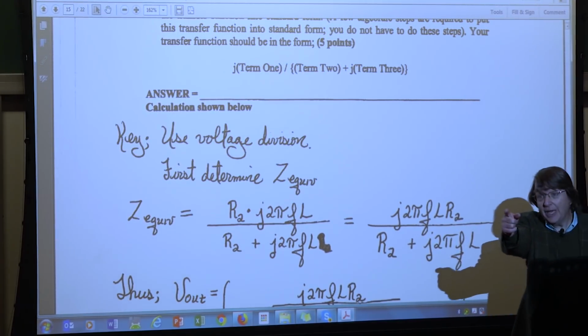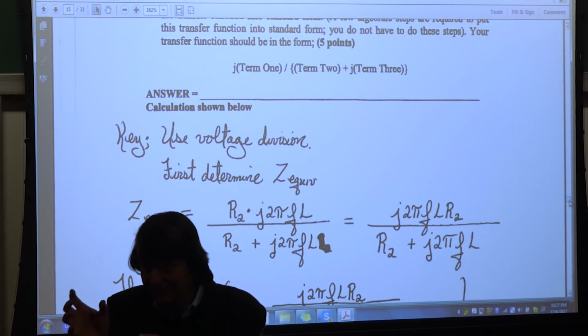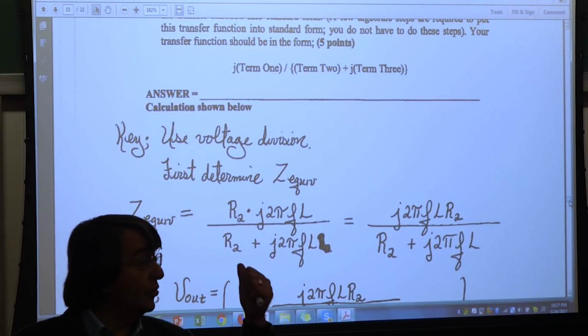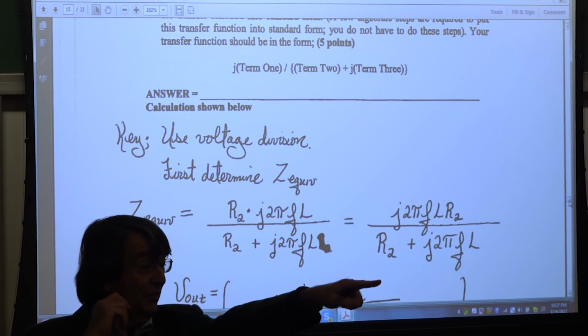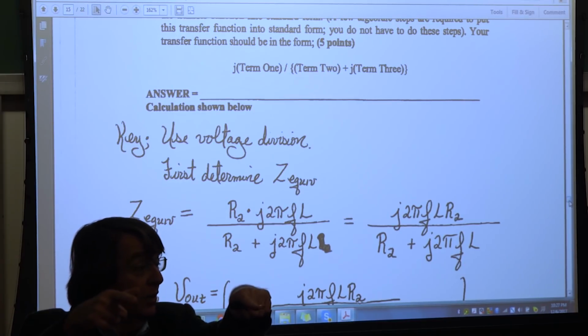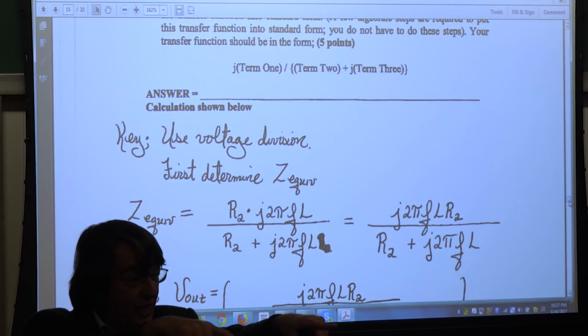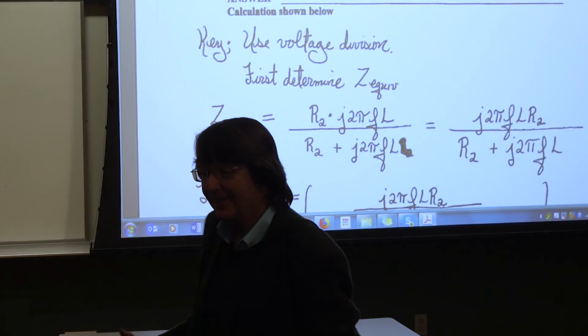So my colleagues, instead of having the R and the L in parallel, I now replace it with this, which is the ZEQ. I now do voltage division. Same thing, ZEQ over ZEQ plus R1 times Vn. And we got it.